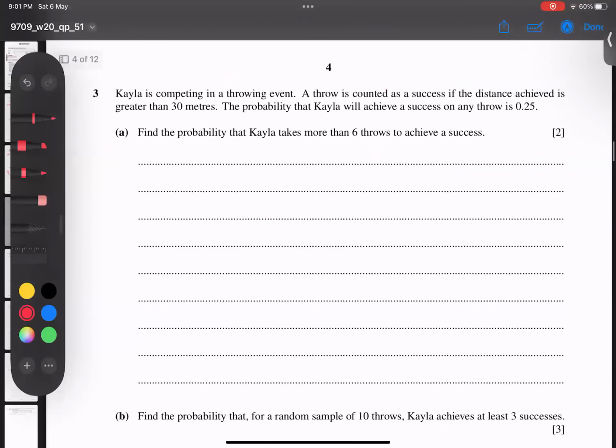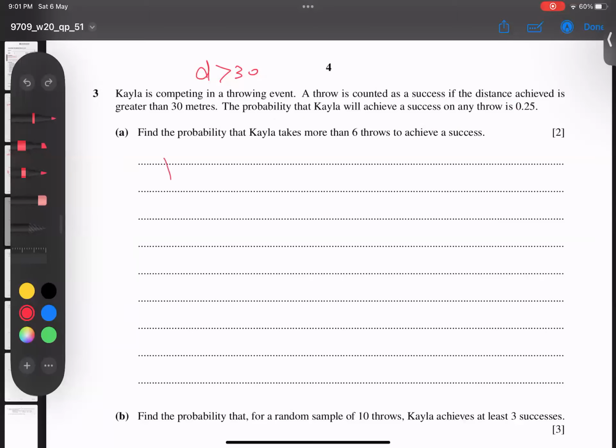Question number 3, we have a student K who is competing in a throwing event. The throw is counted as a success if the distance achieved is greater than 30 meters. It means if the distance is more than 30, this is counted as a success. And the probability K will achieve a success on any throw is this much. So he tried to divert your attention by giving this 30 meters. Our actual thing is 0.25.